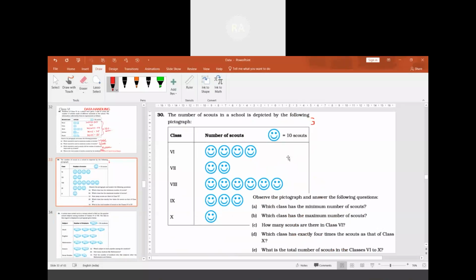These questions related to pictograph are very easy to do. Here, the number of scouts in a school is depicted by the following pictograph. If one smiley is equal to 10 scouts, in class 6th how many scouts are there? 40. In this, 20 are there. In this 60 are there. In this 30 are there. In this 10 are there.